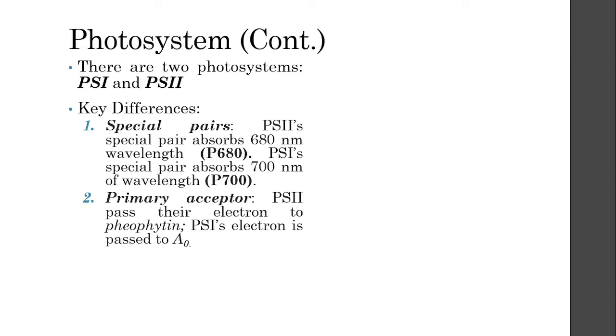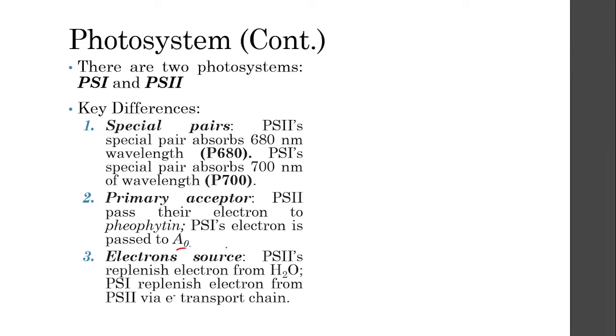Another difference is their primary acceptor. The reaction center of PS2 first passes its electron to what we call a pheophytin, which is the primary acceptor, and the pheophytin will transfer this to initiate the electron transport chain. While the PS1, or photosystem 1's reaction center, donates its electron to the primary acceptor called A sub naught, or A naught. And lastly, the electron source.